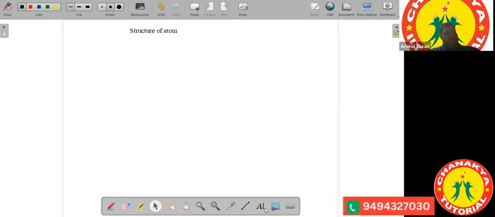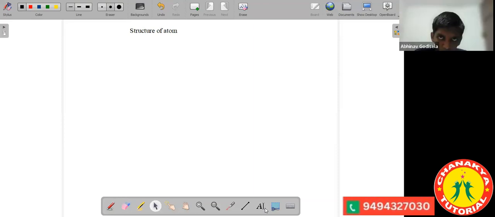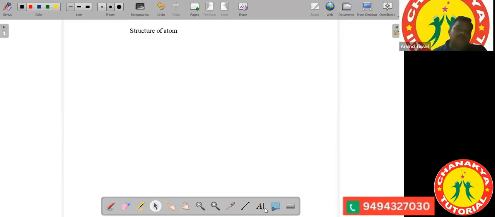Then what was the name of the J.J. Thomson's model? Anyone who knows the answer can unmute yourself and speak up. Sir, plum pudding. Plum pudding, okay, the plum pudding model. So up to now, we did the discovery of electron. The discovery of electron was carried out by J.J. Thomson.